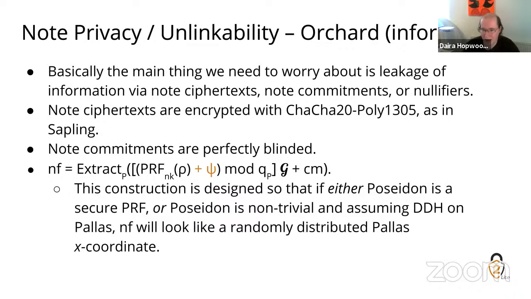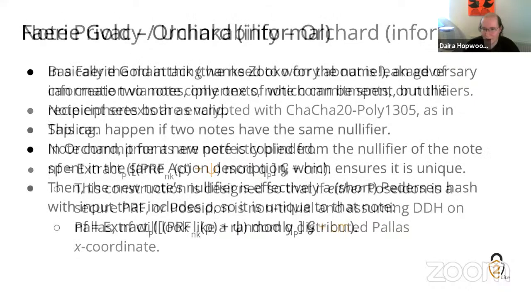So you can analyze this for two cases. You can assume that Poseidon's broken, in which case this scalar is still random. And so this multiplied by G is a random group element. So NF is a random X coordinate of Pallas. And then if you assume that discrete log is broken, then the PRF still saves you basically. So yeah, either way, the nullifier looks random.